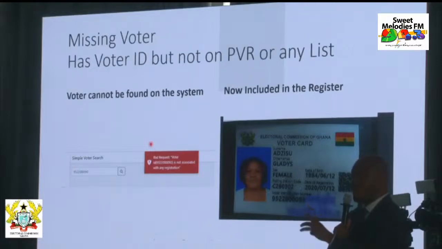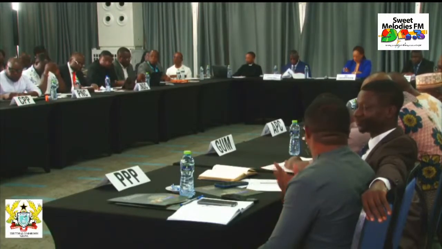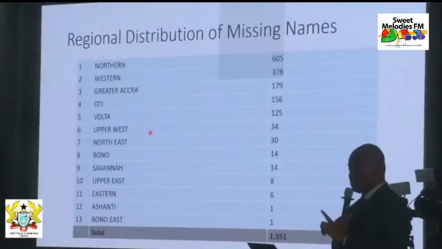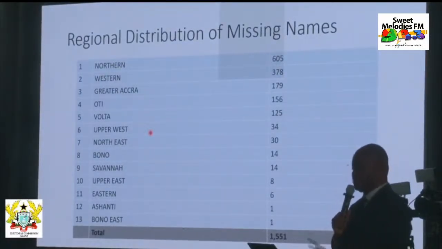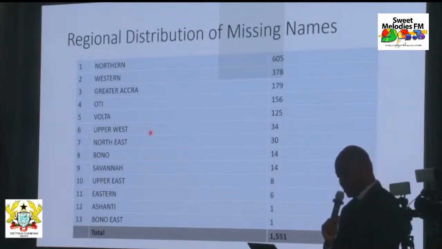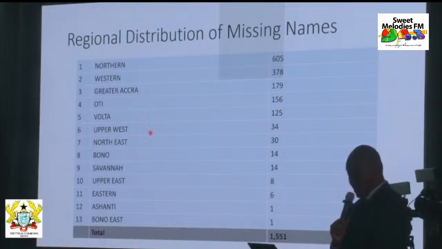They will have their Form 1A and their other forms, part of the processes that we are currently undertaking. So all that will be made available. But just for statistics, in actual fact, the missing voter list affected 13 regions. For Ahafo, Central and Western North, we have not had any complaints of anybody missing. The list is topped by the Northern region, followed by Western, Greater Accra, Oti, Volta, Upper West, North East, Bono, Savannah, Upper East, Eastern, Ashanti, and the Bono East that has one.